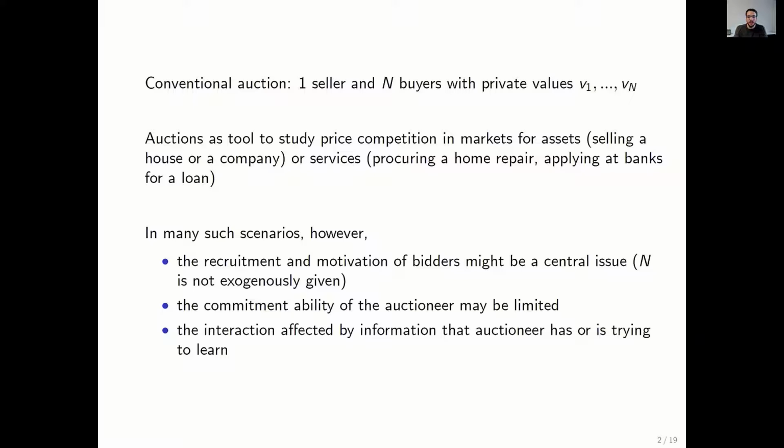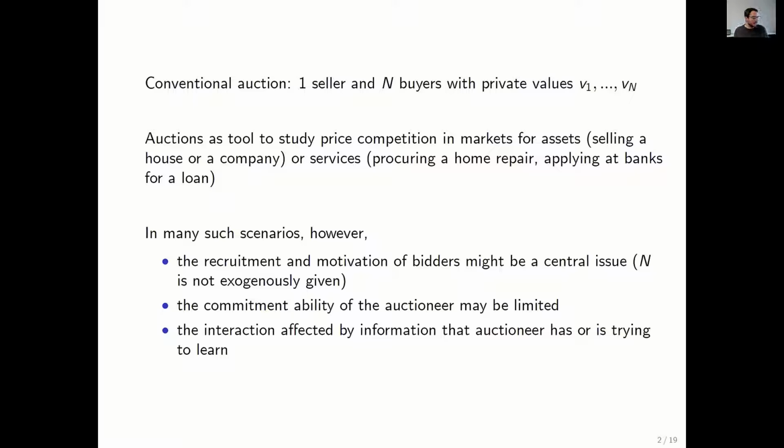Second, the commitment ability of the auctioneer in these scenarios may often be limited. And last, the interaction between the seller and the bidders may be affected by information that the auctioneer himself or herself has or is trying to learn. We may think of these features as being frictions. And in our paper, we propose a model that captures some of these features.